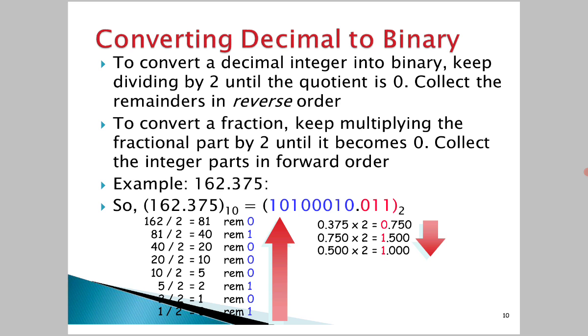So the integral part is 162 and the fractional part is 0.375. Take the whole part, that is 162, divided by 2. When we perform a division operation, there are two outputs, one is the quotient and one is the remainder. So 162 by 2 is 81 as quotient and remainder is 0. Again take the quotient, 81 by 2 means 40 is the quotient and 1 is the remainder, and 40 by 2 means 20 is the quotient and 0 is the remainder.